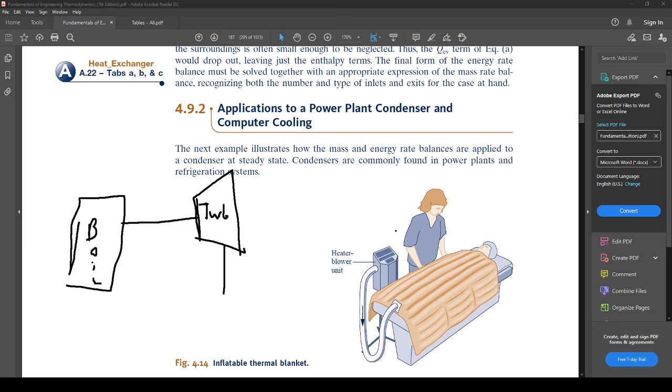Did my screen just die? Okay. Yeah, it's back now. Sorry about that. I don't know what just happened.